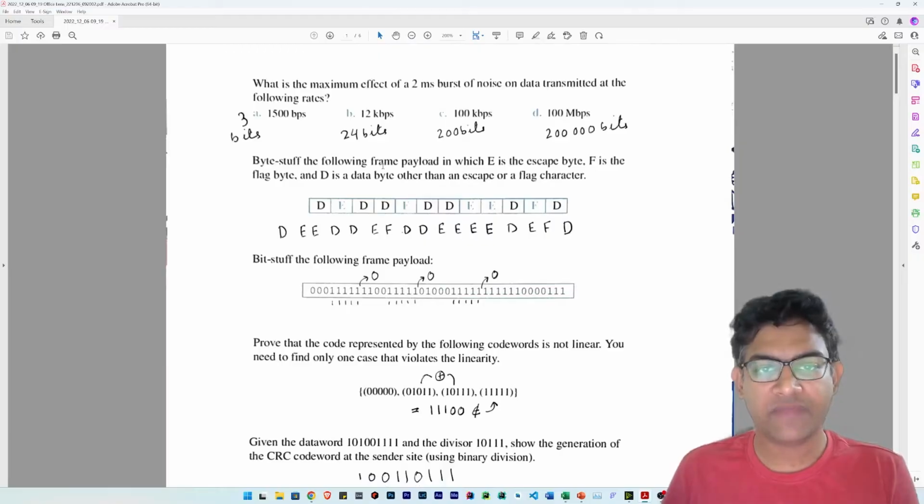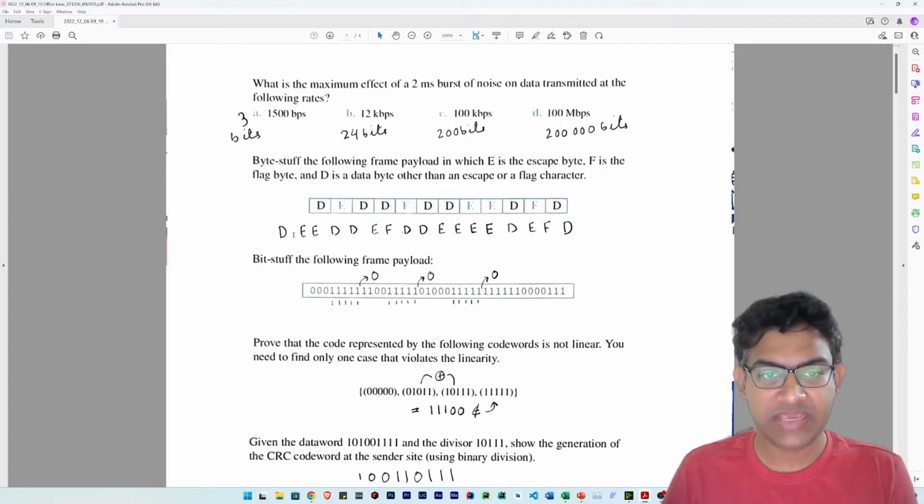Byte stuff the following frame payload in which E is the escape byte, F is the flag byte, and D is a data byte, other than escape or a flag character. Okay. So wherever I see an escape character being part of the payload or a flag being part of the payload, I'm going to escape that again.